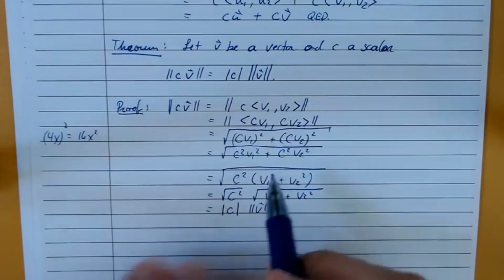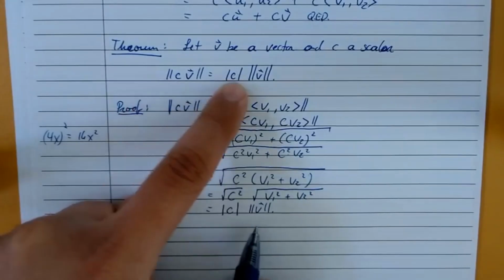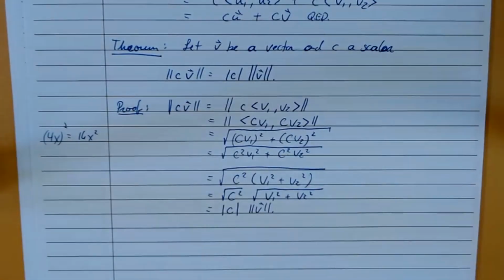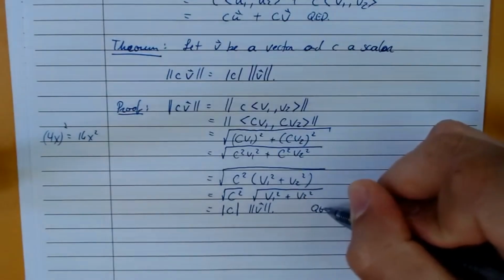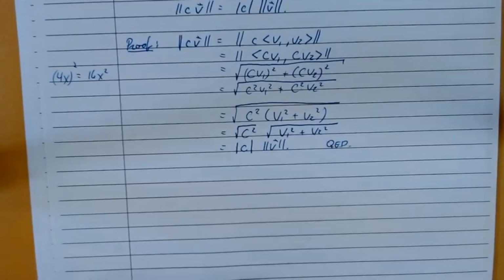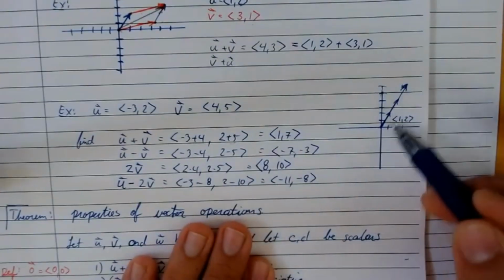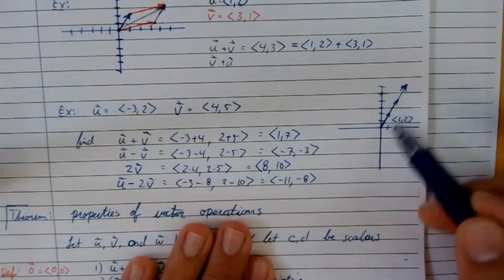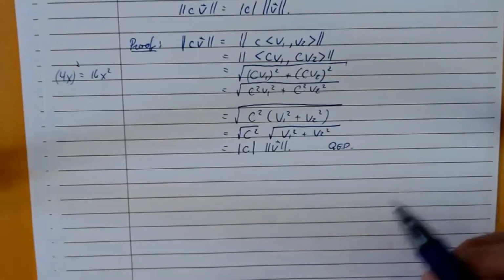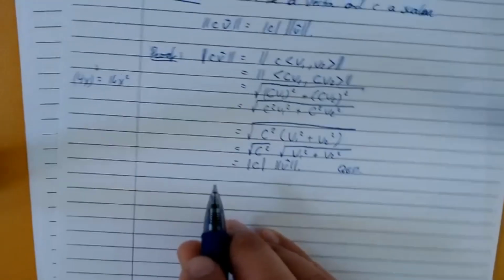And there's our result. The magnitude of c times v is equal to the absolute value of c times the magnitude of v. All right. Before, I stated that whenever you scale a vector, it maintains the same direction. It simply changes its size, its length. Well, let's go ahead and talk about something that utilizes that statement.